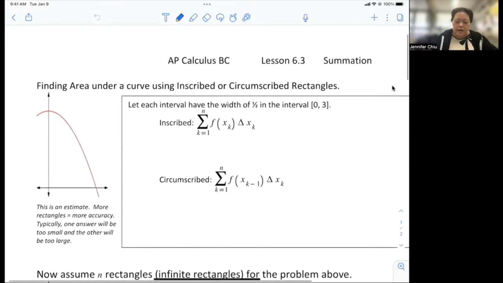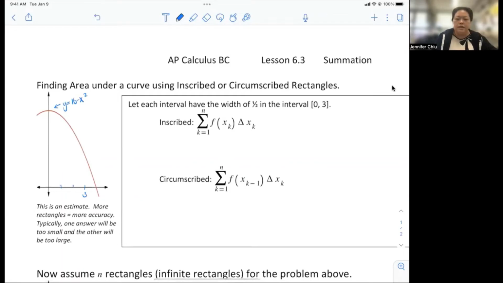It says that you're finding the area under the curve using inscribed or circumscribed rectangles, right? So you have this curve here, and we are told that this is the equation 16 minus x squared, and right now we're looking at the interval from 0 to 3. So I'm going to say this is 3, because we know that 4 is where it's going to cross the x-axis. So 0 to 3, 1, 2, 3, like so.